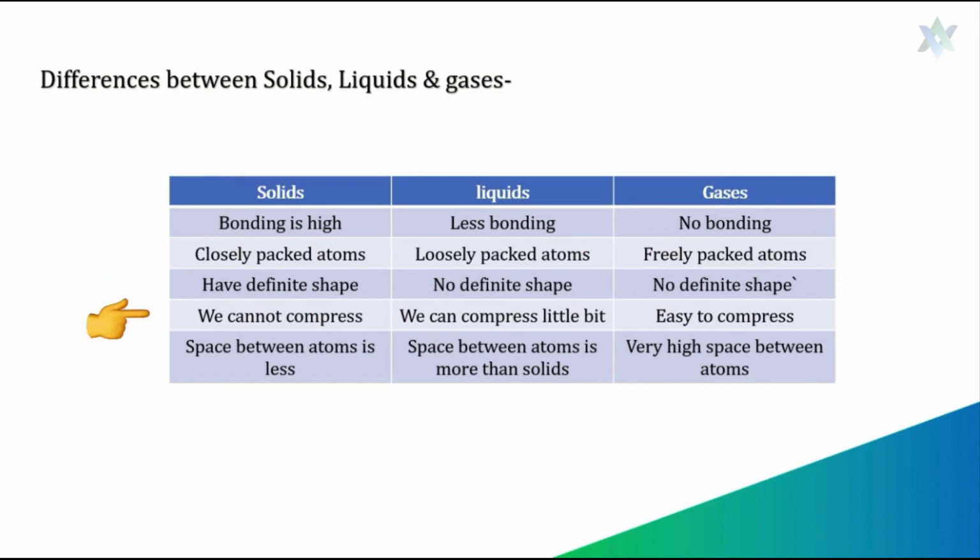Number 4, we cannot compress solids. But in liquids, we can compress them. But we can compress gases very easily. Number 5, the space between atoms is less in solids, more in liquids, and very high in gases. This is matter and the different states of matter.